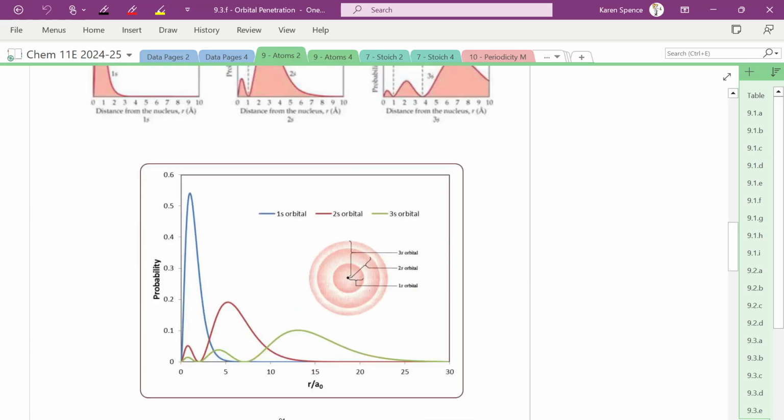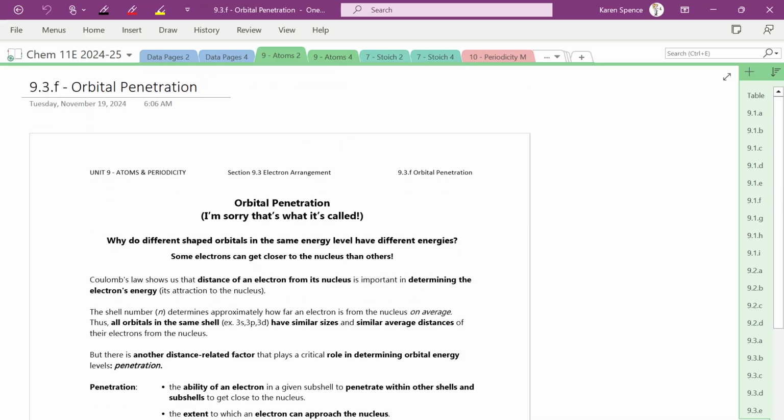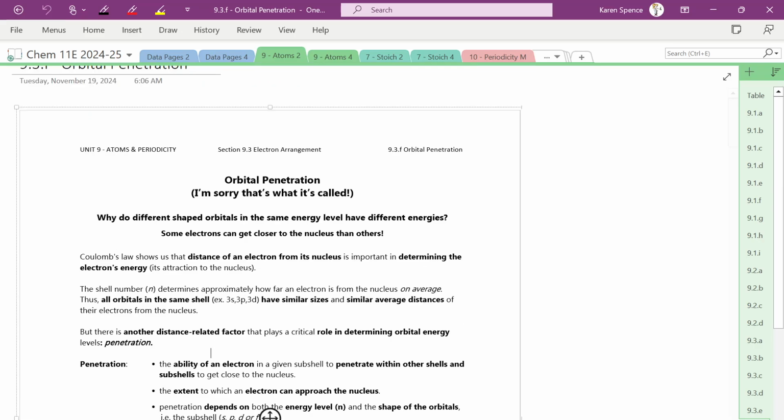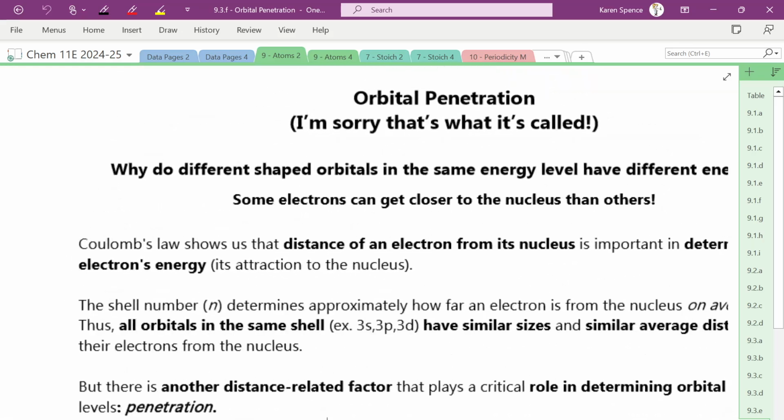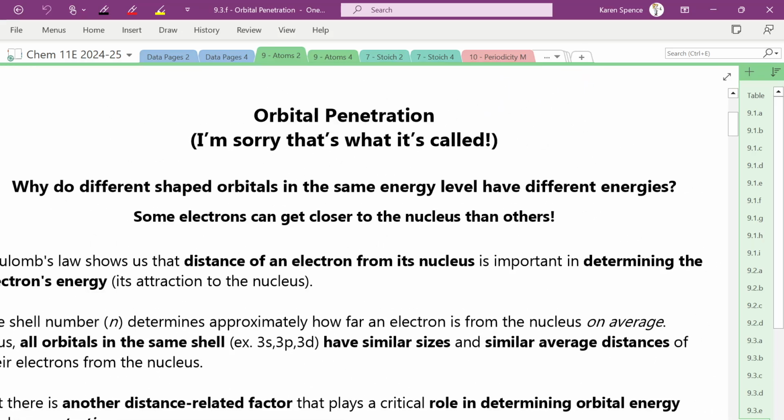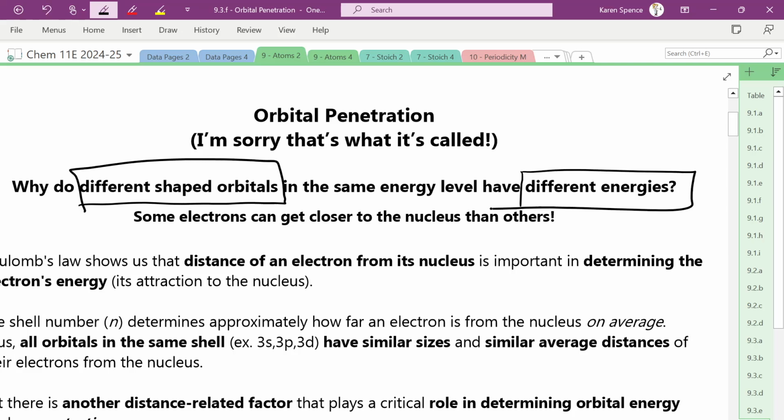This is the part that's really frustrating. This one here. And I'm sorry, the name is unfortunate. It's called orbital penetration. What can I do? That's what it's called. So why do those different shaped orbitals have different energies, even though they're in the same energy level? Like, why are those two p's at a different energy than the two s?